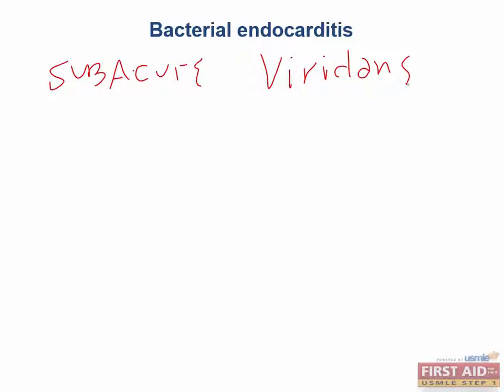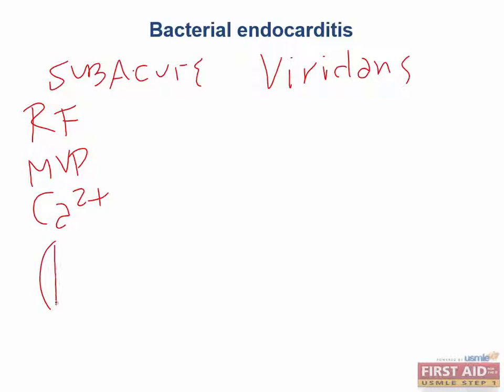Where would we see previously damaged valves? How about in a patient that has a history of rheumatic fever, mitral valve prolapse, calcified valves, a bicuspid aortic valve, or even someone that has a synthetic surface in their heart that is particularly easy to stick to, such as a prosthetic heart valve?